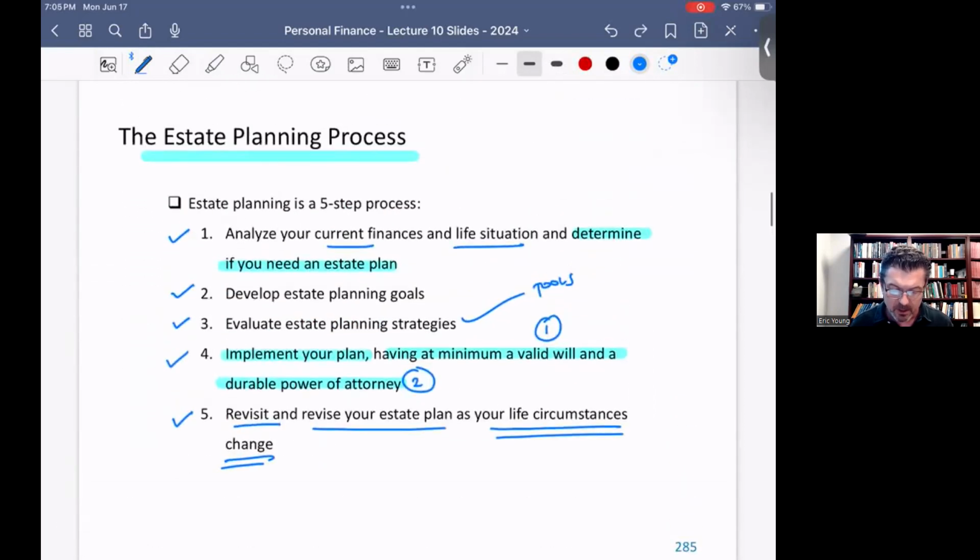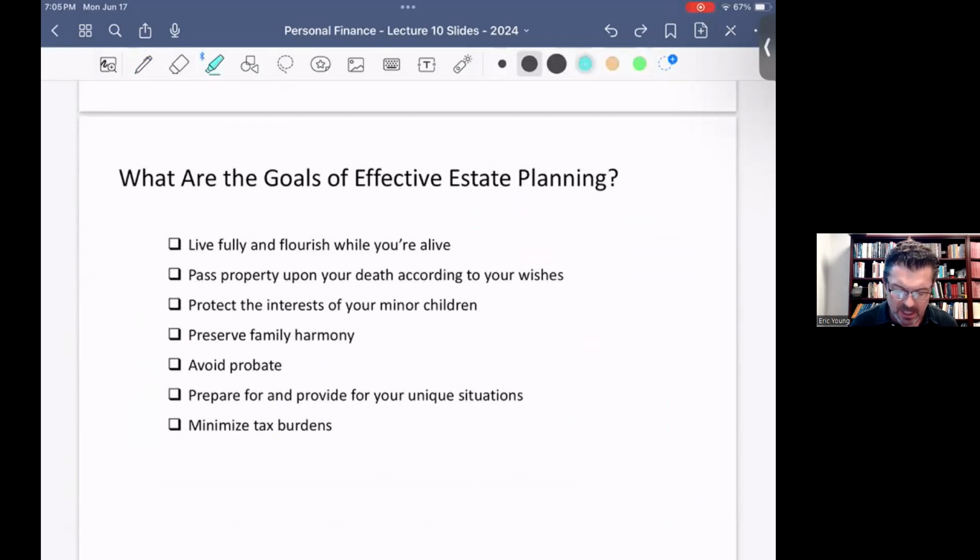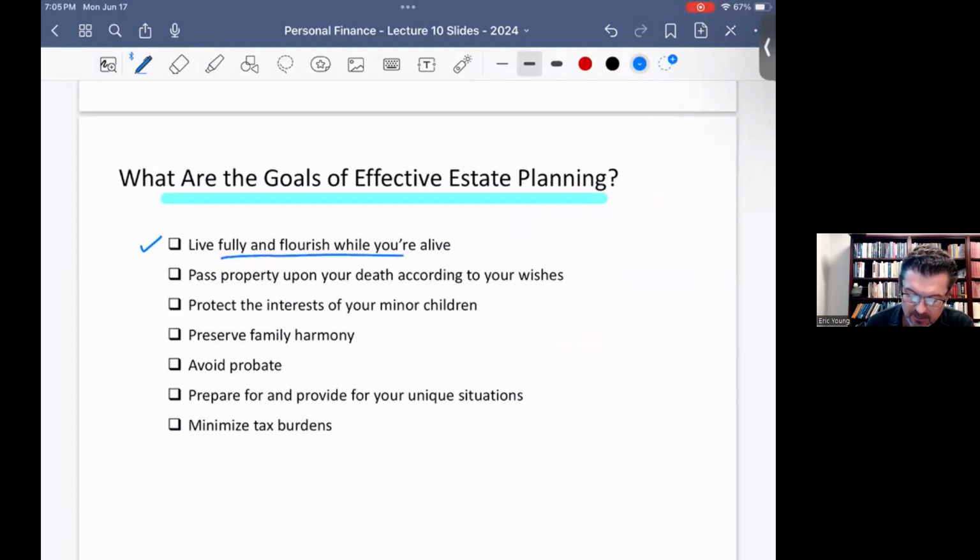Now, we had set up here that you're going to want to develop some estate planning goals. And I would at least get you thinking that there are a couple of goals that should be universal for all of you. The first goal, which is ironic given the fact that estate planning deals with your death, should be that you live fully, that you live a great life, that you flourish while you're alive. That should be one of the first goals of effective estate planning. That you build up great connections, that you have a lot of love around you, that you've got people that you care for, maybe charities that you support, that you've got a great life while you're alive.